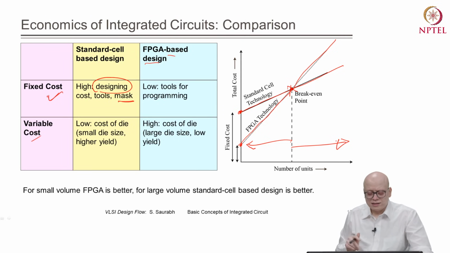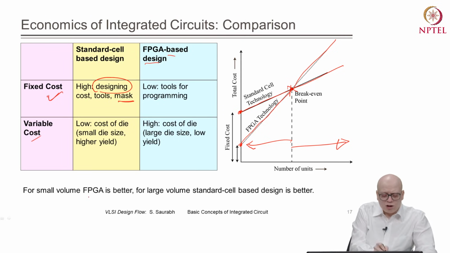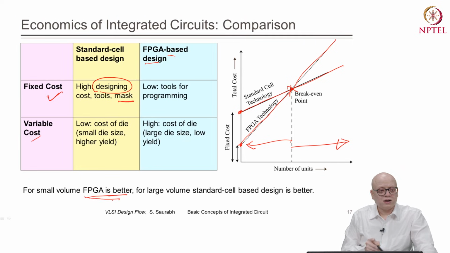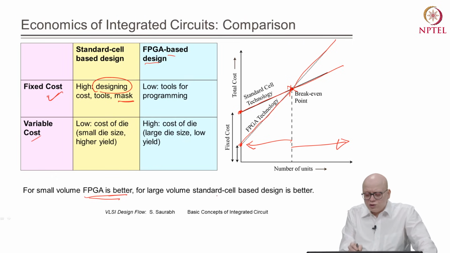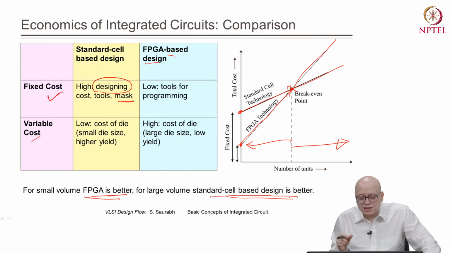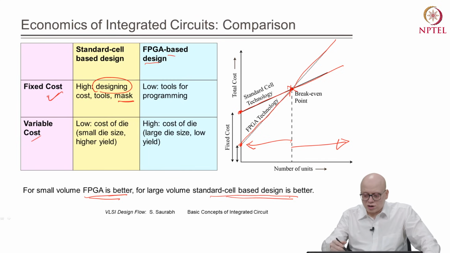So what this analysis means is that typically for small volume, FPGA is better, and for large volume, standard cell-based design would be better. This is just for illustration purposes. The cost versus number of units may not be a straight line as shown in this figure. This is just for illustrative purposes.